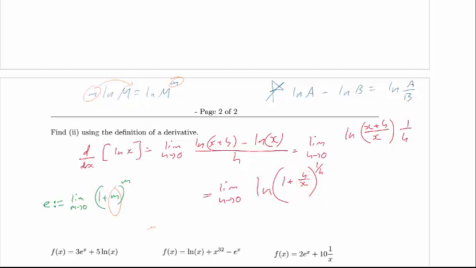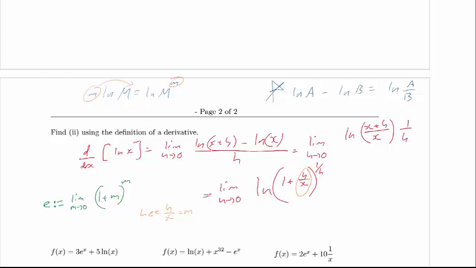So one of the things we see is we've got an m right here, and then we've got an h over x. So we're going to create a definition that allows us to substitute that h over x with m. I'll do it in this pencil. So we're going to say let h divided by x equal m. That way we can replace this h over x with that m.